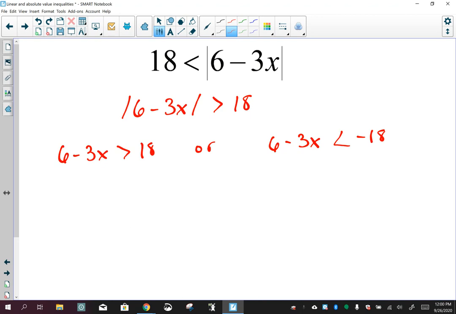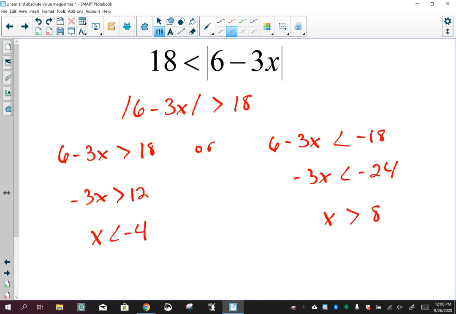So I'm going to solve this normally. So I get negative 3x is greater than, what is that, 12? Divide through by the negative 3, and I get x is less than negative 4. And then over here, I get negative 3x. I'm going to move the 6 over, and that gets me negative 24. Divide through by the 3, and I get x is greater than 8. So see, I have these 2 things. If you think about it, I've got one running off into negative infinity in that direction and one running off into positive infinity in that direction.